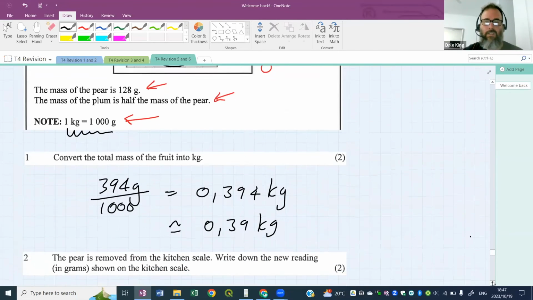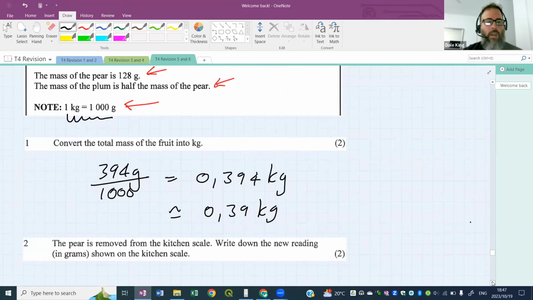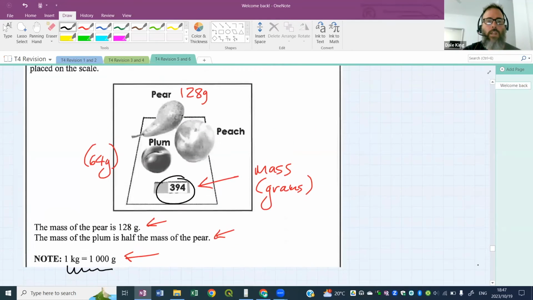All right, come on, is this all they have? Let's see what else. The pear is removed from the kitchen scale. Write down the new reading in grams. So what they're saying is this fruit here, the top, the pear, is removed. What is the new reading? I'm going to do it on the right-hand side here because I've got space. The pear is removed. What is the new reading?